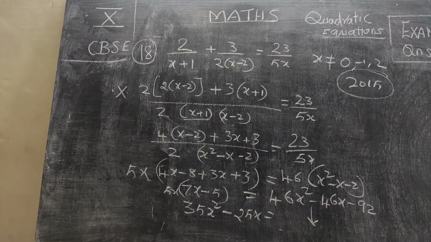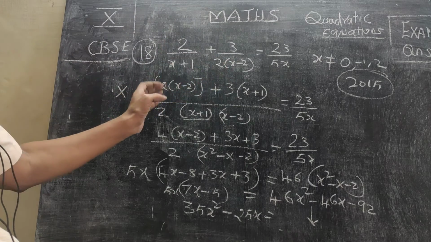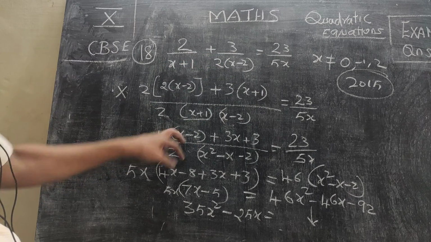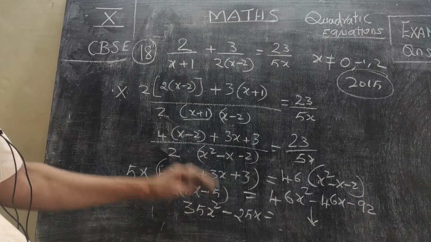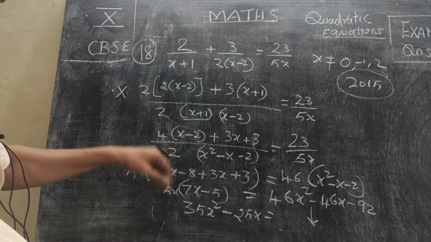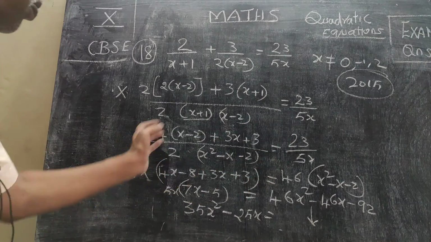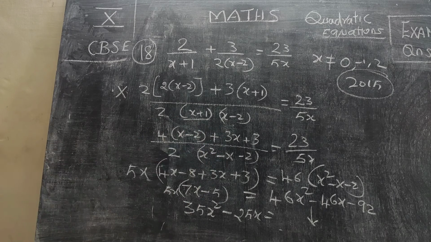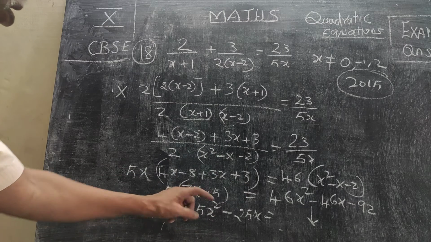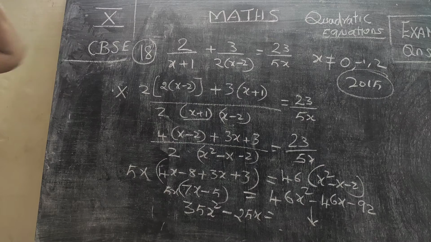Just check whether we have done properly. 2 into this part, 2 into this part, so 2 already is there, so 2 into 2, 4 into x minus 2 will be there, 3 times of x plus 1, so multiplication 3x plus 3, and LCM is 2 into x plus 1 and x minus 2, so multiplication x square minus x minus 2, that is equal to 23 by 5x. Simplification, you are getting that 7x and minus 8 plus 3 minus 5, 5x into this equal to 23 times of this, 46 into x square minus x minus 2.